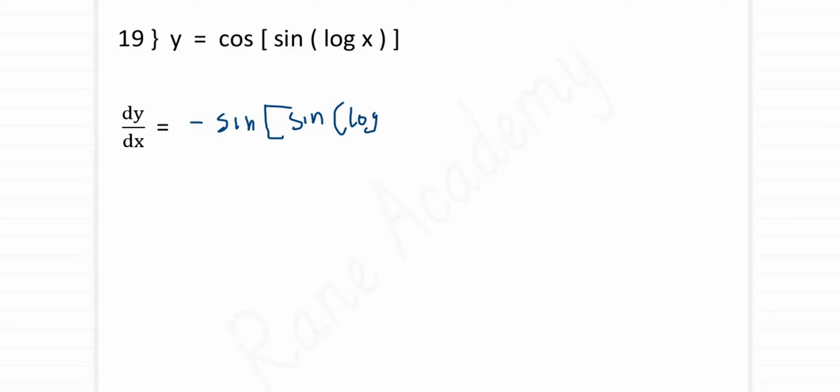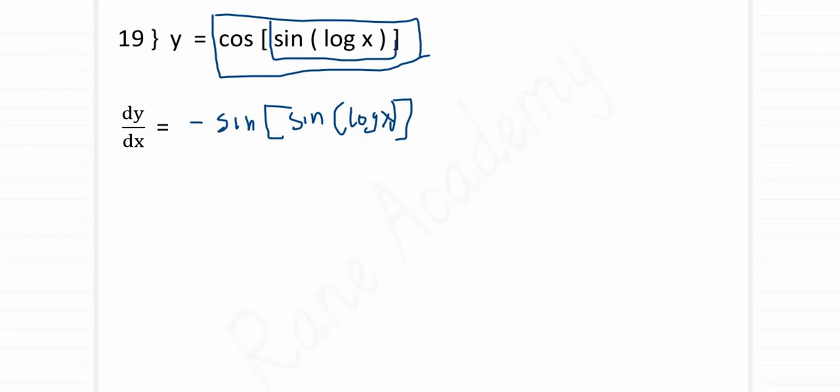So we have box inside the box. So what is the outermost function? That is, what is the outermost box? It is cos of sine of log x. Inside that we have one more function, that is sine of log x, and again we have one more function, that is log x. So we have differentiated the outermost function. Now we differentiate the inner function.